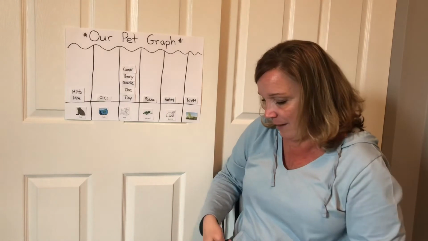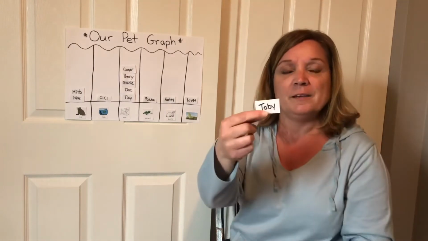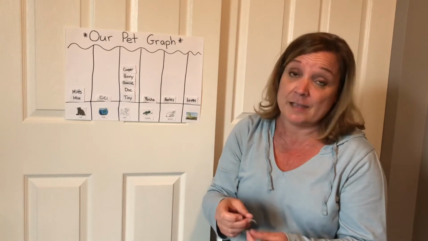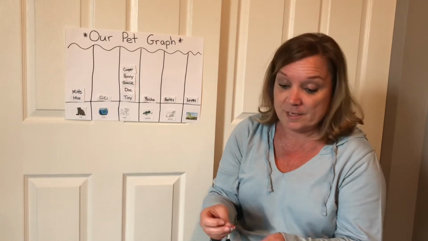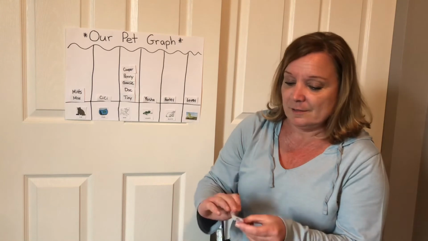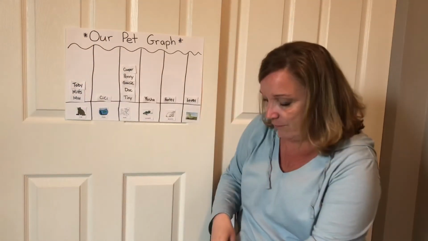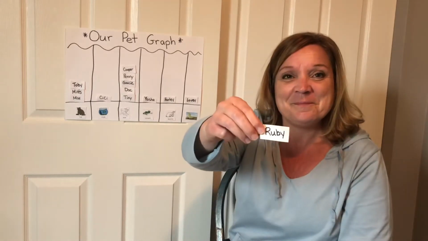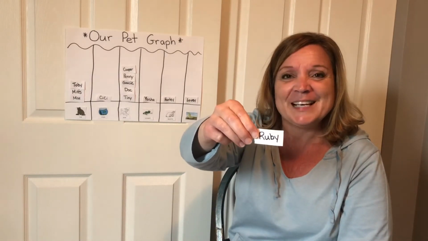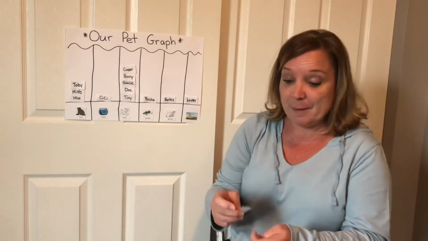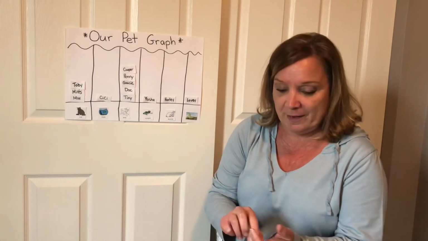All right, who has a Toby? That's my cat. My very, very sassy cat that talks all the time. He's kind of naughty, but he's a kitty. All right, we've got a Ruby. Who does Ruby belong to? That's Miss Maya's. Maya's got a dog, I think it's a big dog, named Ruby.